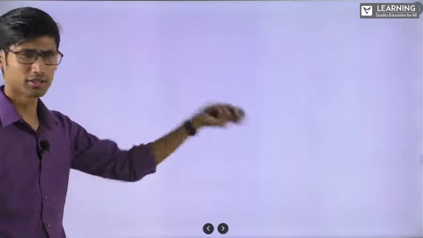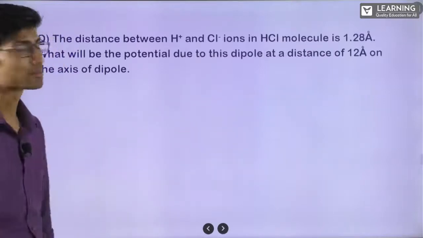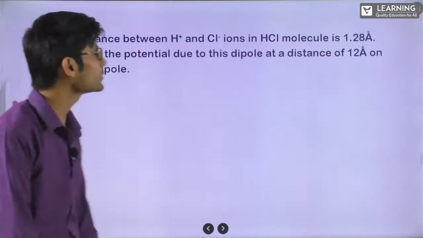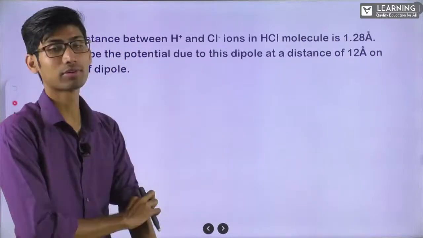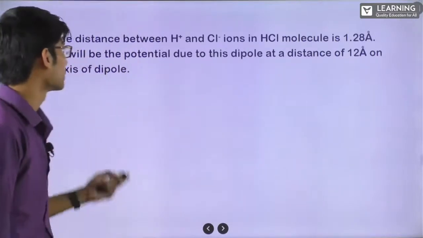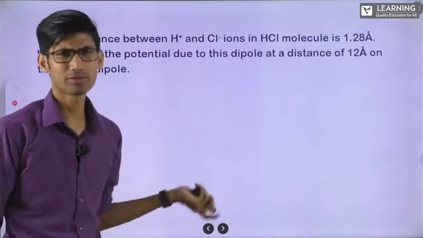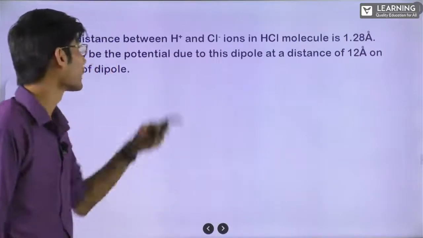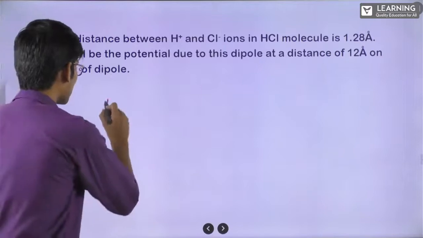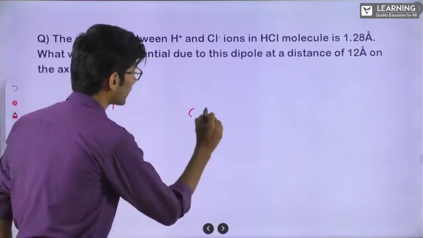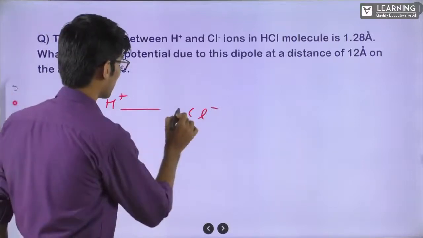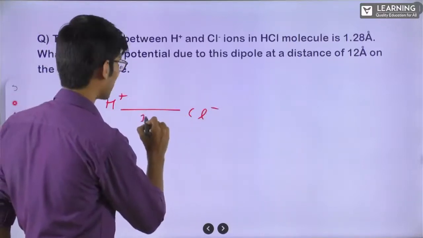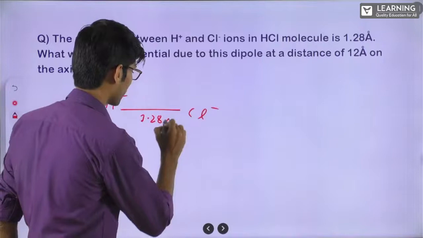This was today's session. That's all. Now let's see some 2 questions. The distance between H plus and Cl minus ions in the HCl molecule is 1.28 angstrom. So this is a question with data. The same thing which we have done, we have to apply here. H plus is here. Cl minus is here. The distance between this H plus and Cl minus is 1.28 angstrom.